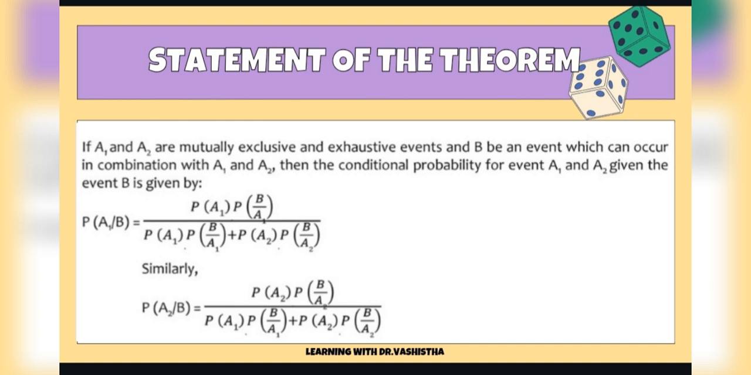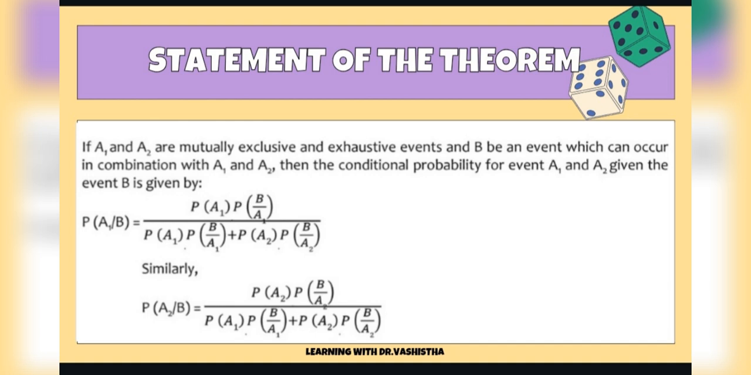P(A1|B), meaning the probability of event A1 when B is given, equals P(A1) multiplied by P(B|A1), whole upon P(A1) multiplied by P(B|A1) plus P(A2) multiplied by P(B|A2). And similarly, the conditional probability of A2 can be found out.